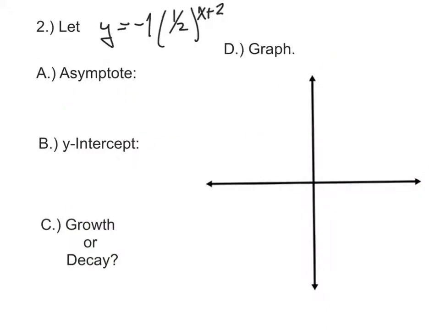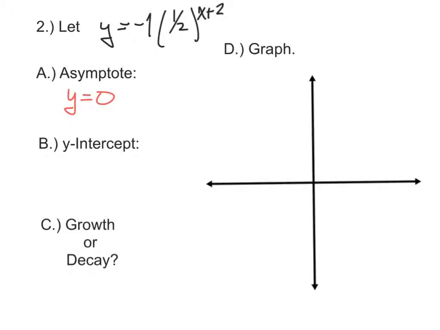y equals negative 1 times 1/2 to the x plus 2. Again, we're going to try and find the asymptote, and that's what's being added or subtracted to the exponent. And in this case, there is no constant at the end. That means that our asymptote is going to happen at y equals 0.